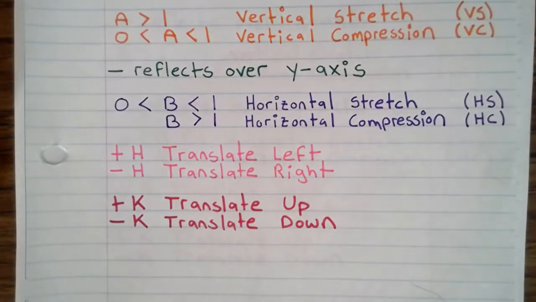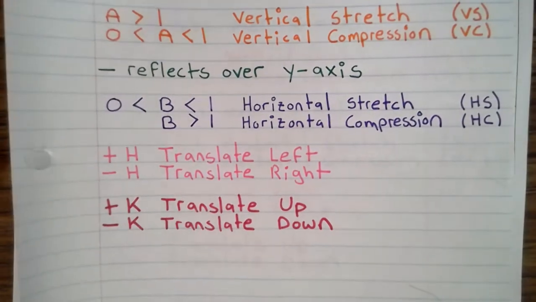When b is greater than 0 but less than 1, it's a horizontal stretch. When b is greater than 1, it's a horizontal compression. When it's plus h, it translates left. When it's minus h, it translates right. When it's plus k, it translates up. And when it's minus k, it translates down. I would update the cubic transformation notes.